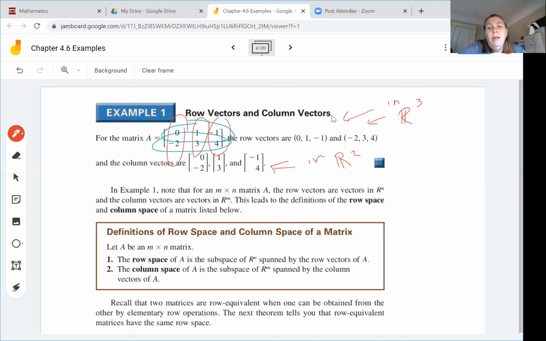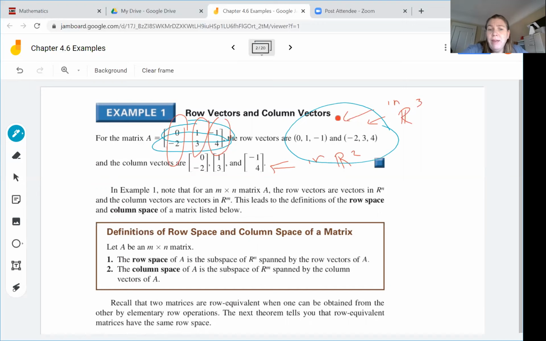Okay, in example 1, just as I said here, note that the row vectors are in Rn, and the column vectors are in Rm. So this leads us to definitions of what are known as the row space and column space of a matrix. So the row space of A, where A is this m by n matrix, is the subspace of Rn spanned by the row vectors of A. So in example 1, the row space of that matrix is the subspace spanned by these 2 vectors, 0, 1, -1, and -2, 3, 4.